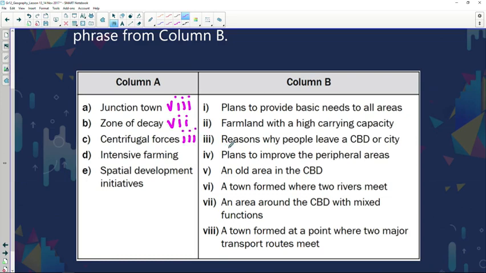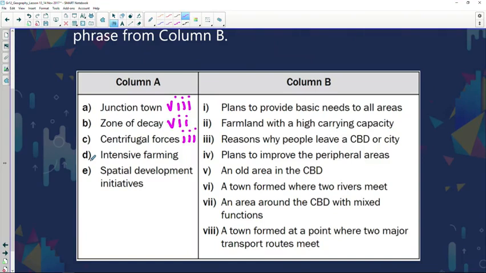The reasons why people leave a CBD or city. Now, we've already established why many people leave the CBD or cities: because of decentralization, they move away because the land value of the properties is too expensive, or it might be too congested for them. The intensive farming will be number 2. Farmland with a high carrying capacity. That, for example, is like poultry, chicken farms.